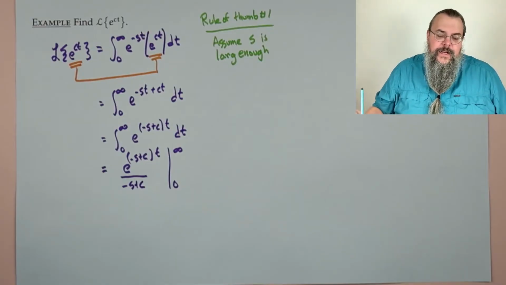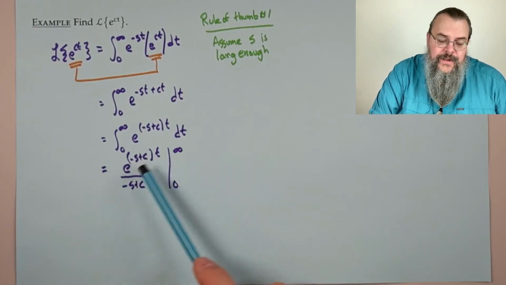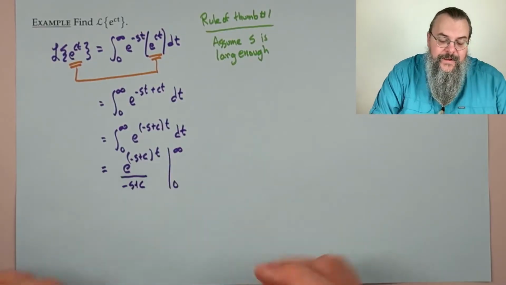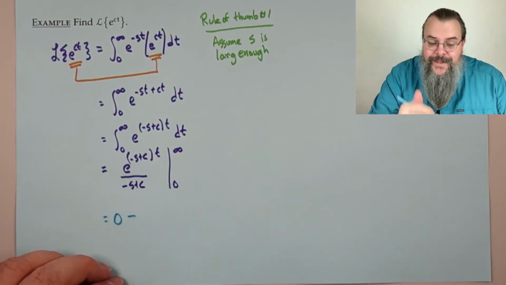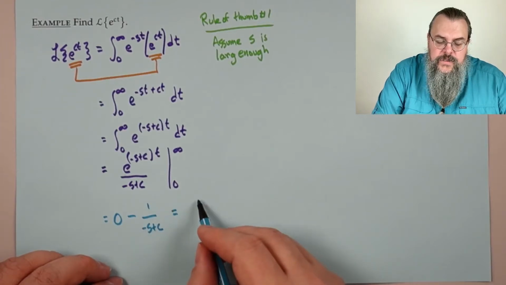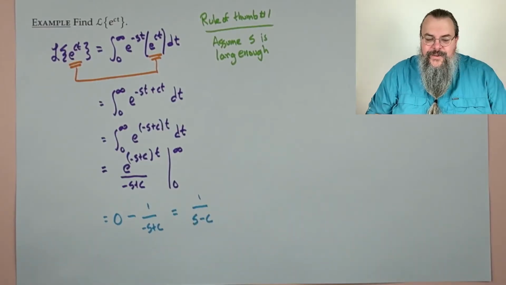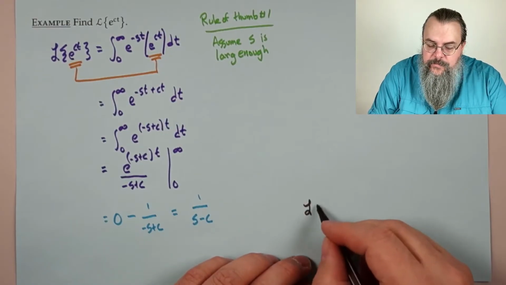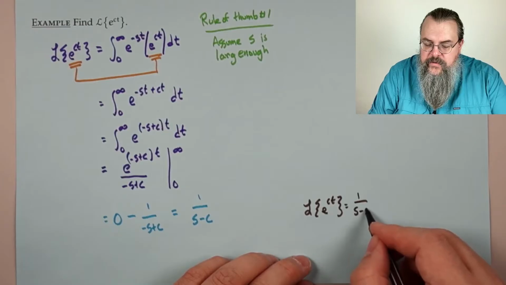All right. So at this point, we're like, cool. Now, when we plug in infinity, we know that s is large, so this is negative. So we have e to a large negative, which means 0. So we get 0. Subtract e to the 0, 1. So 1 over negative s plus c, which is 1 over s minus c. All right, nice. So recapping our rule that we have right now, we can say the Laplace transform of e to the ct is 1 over s minus c.